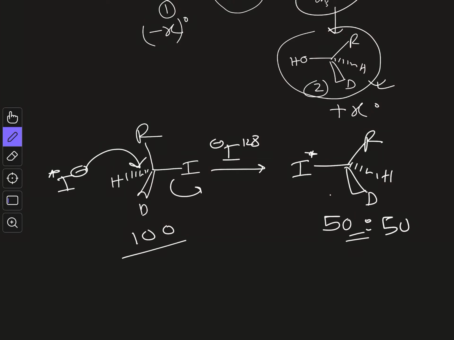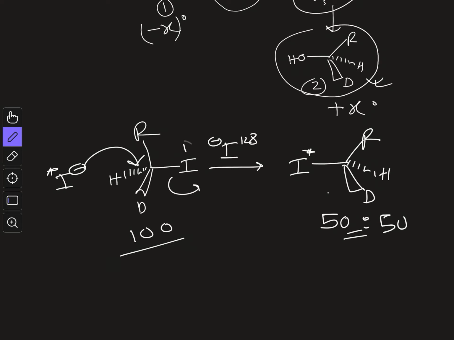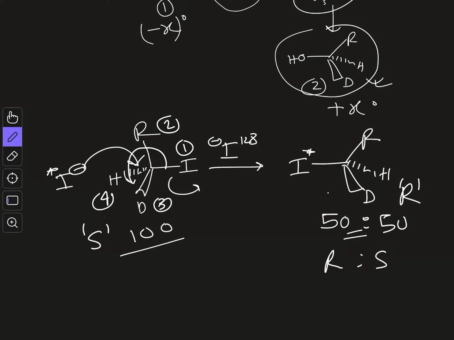the nomenclature, RS nomenclature. So let's say this is 1, this is 2, this is 3, this is 4. So that means this is 1, 2, 3, this is anti-clockwise, so this is S, so this will be then R. So then after 50% conversion of the reaction, you will have 50-50 mixture of R and S. So you will have a racemic mixture.